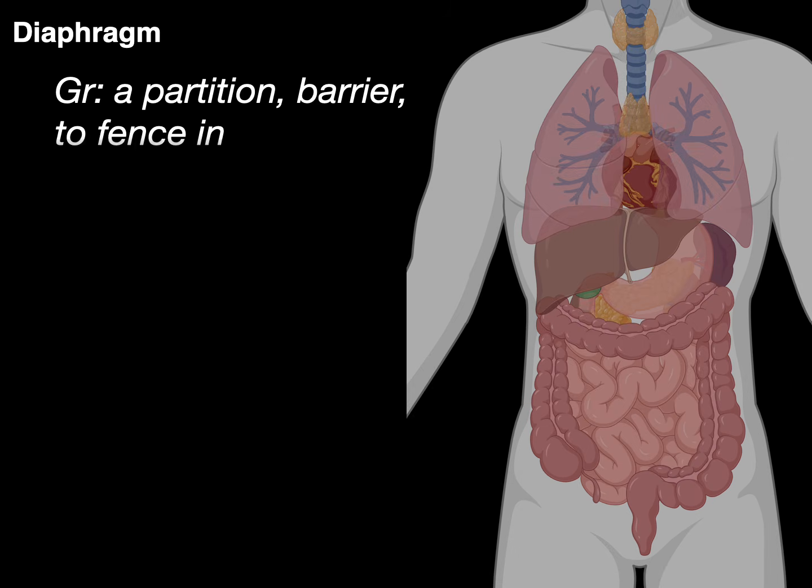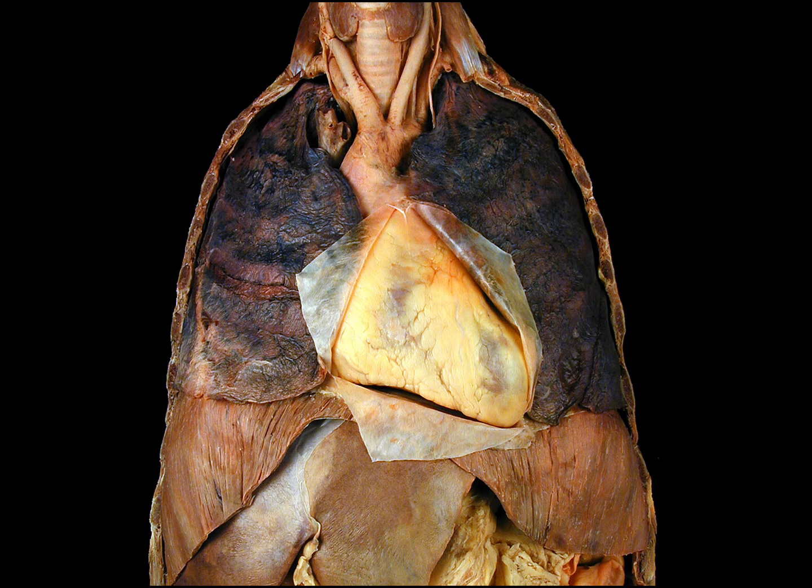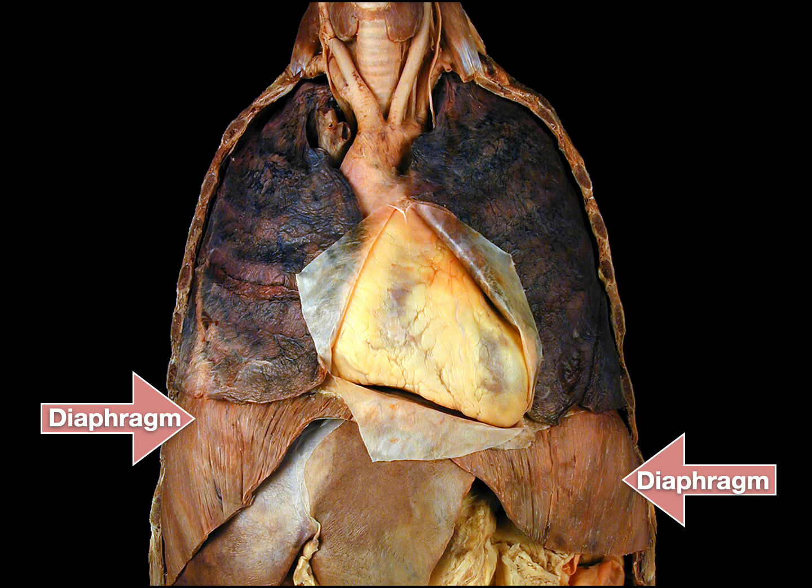The word diaphragm is Greek for a partition, barrier, or defense. It's that dome-shaped muscle, and it partitions the thoracic from the abdominal cavity. In this cadaveric photograph, there's the right hemidiaphragm and the left hemidiaphragm. And the right hemidiaphragm is a bit higher because of the liver in the upper right quadrant of the abdomen.